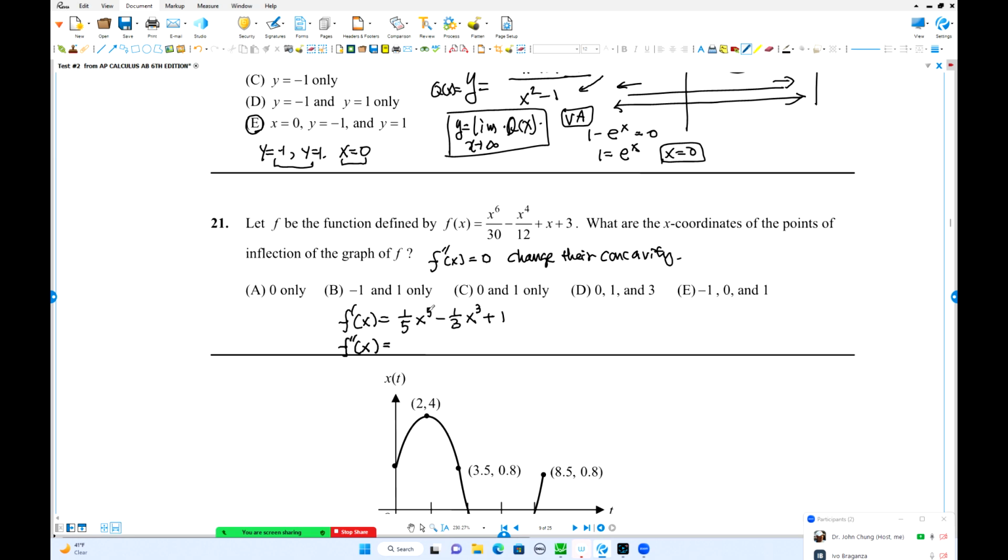Second prime over here. Second derivative, what is that? 5 moves down there. 5 times 1 over 5 is 1, x to the 4. 3 times 1/3 is 1, x squared. That is a constant, 0.